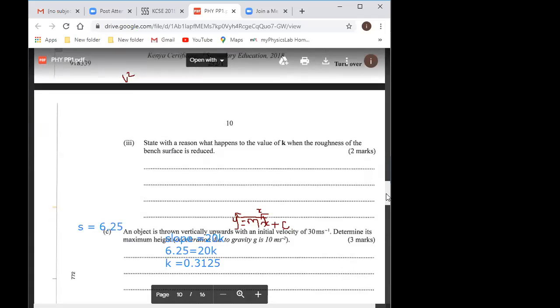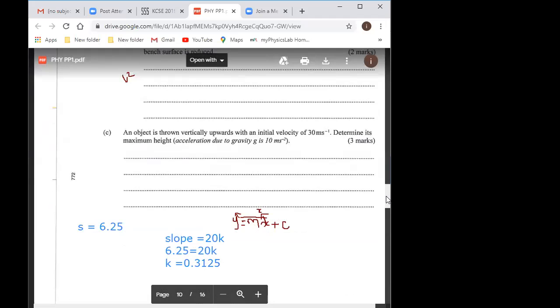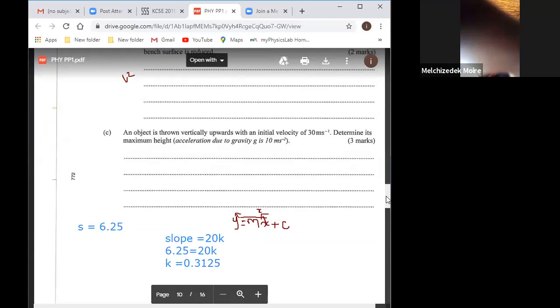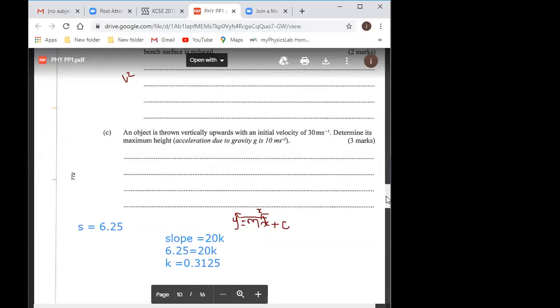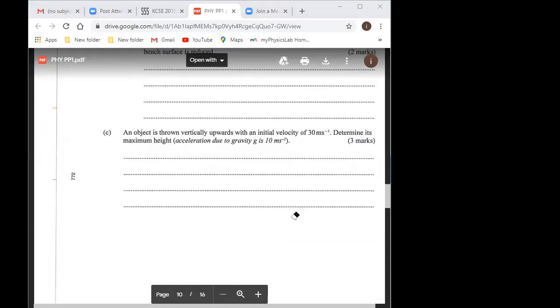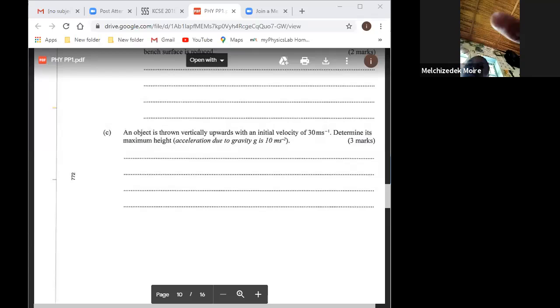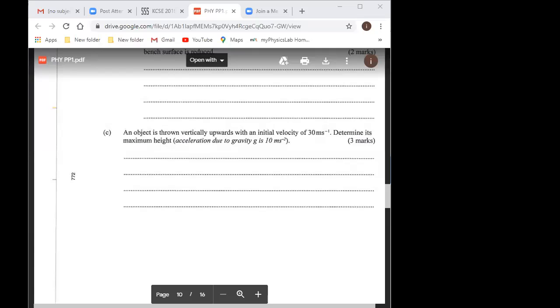Then we move to question number C. An object is thrown vertically upwards with an initial velocity of 30 meters per second. Determine its maximum height. So work it out. Determine the maximum height. Just work it out so we see what you're going to have. Once you are through, you can lift the hands.